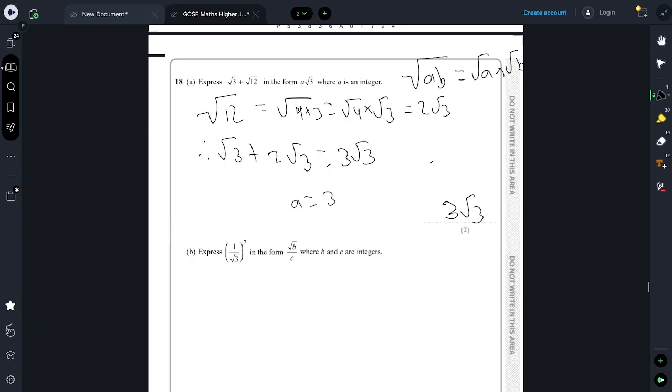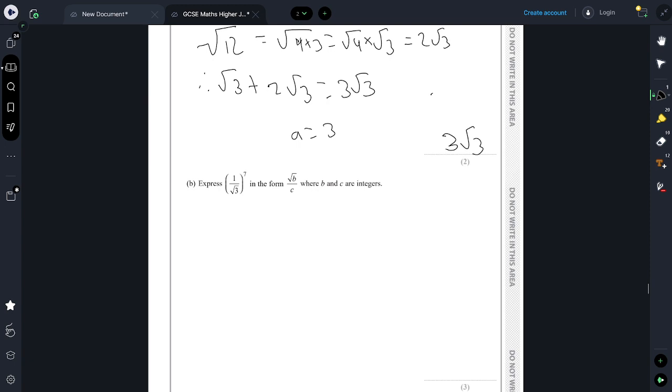Okay, hopefully then that clears it up. Nothing more needs to be said on that really. But yeah, so then part B, express this in the form root B over C.